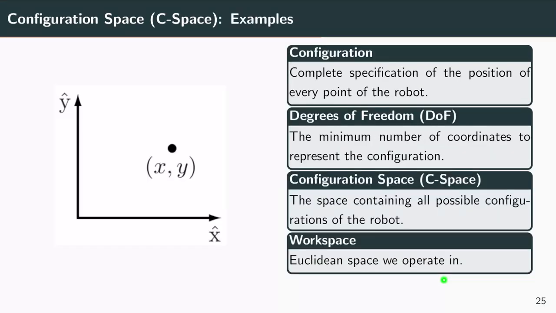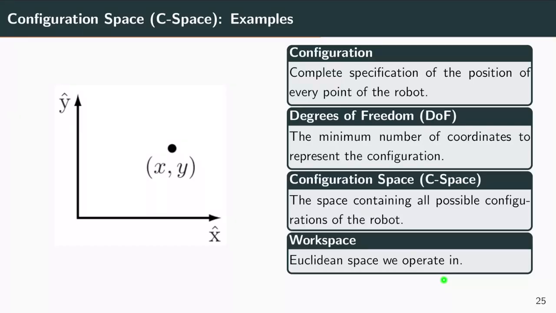So let's look at one example. On the right-hand side, I have written again just the definition, and on the left-hand side, there's our example. We have a robot that is really just a single point in space, and the robot can move just in the 2-dimensional x, y plane. So what do you think is the configuration, the degrees of freedom, the configuration space in this case? Let's skip the workspace for now.